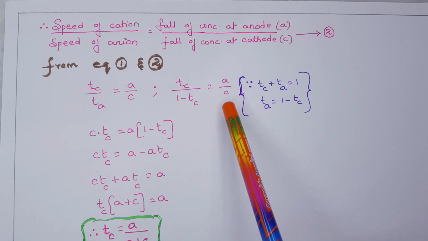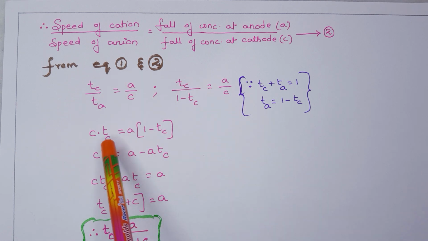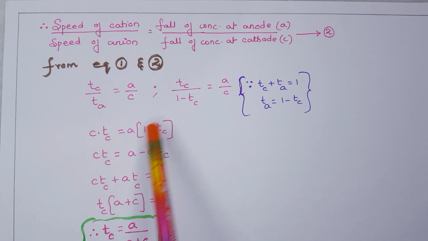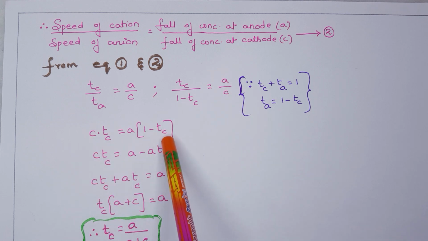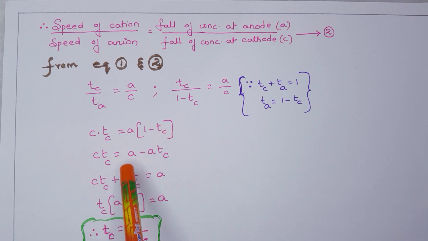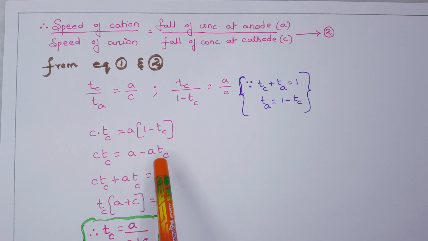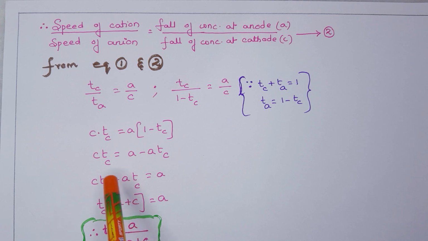Now cross multiplication students. C into Tc. Ctc is equal to A into 1 minus Tc. Now open up the brackets. A into 1 is A, minus A into Tc, Atc. Now bring this minus Atc to left side. Left side what is there? Ctc is there. So Ctc plus Atc will be equals to A.